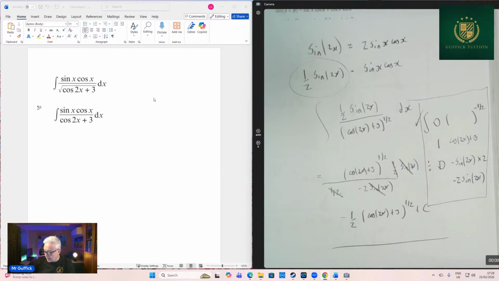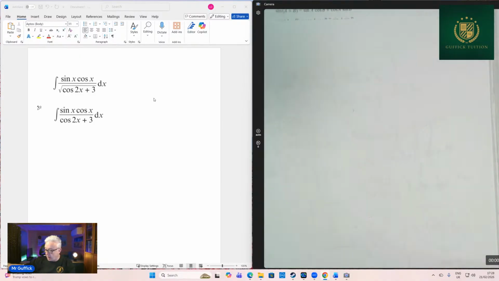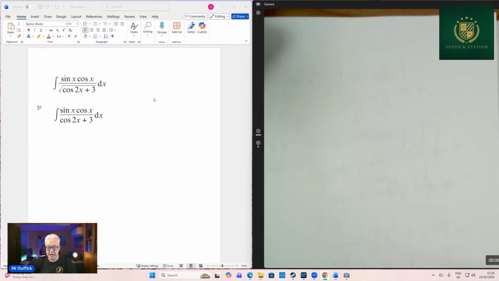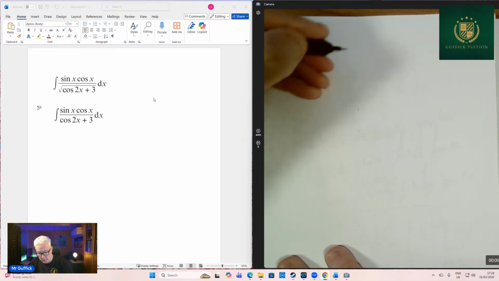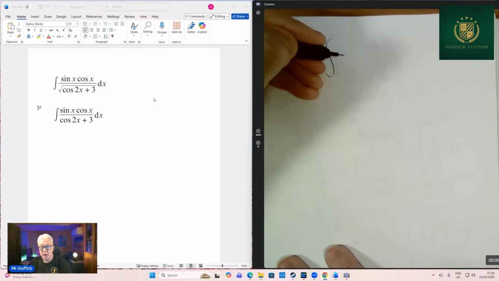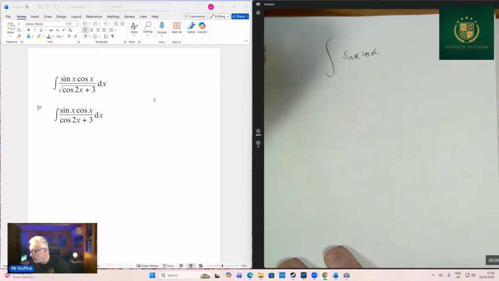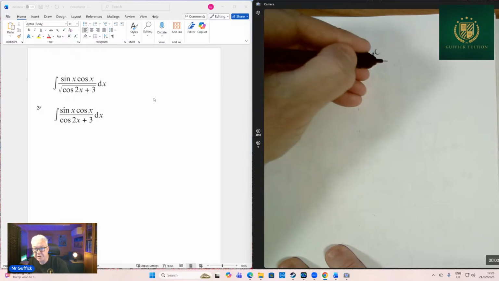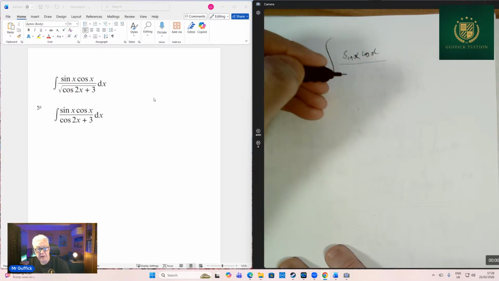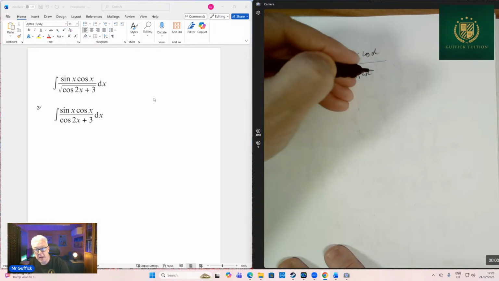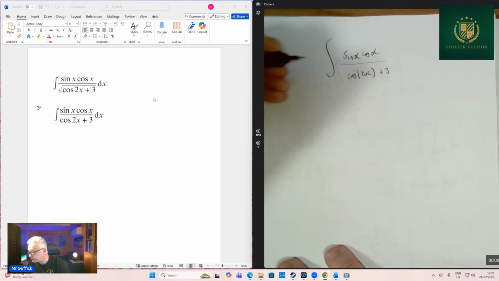Now let's see how that same approach applies to the one underneath, sine x cos x, but this time the difference is here we haven't got a square root symbol in this second one. So we're trying to integrate in this one sine x cos x, and we're going to have cos 2x add 3.